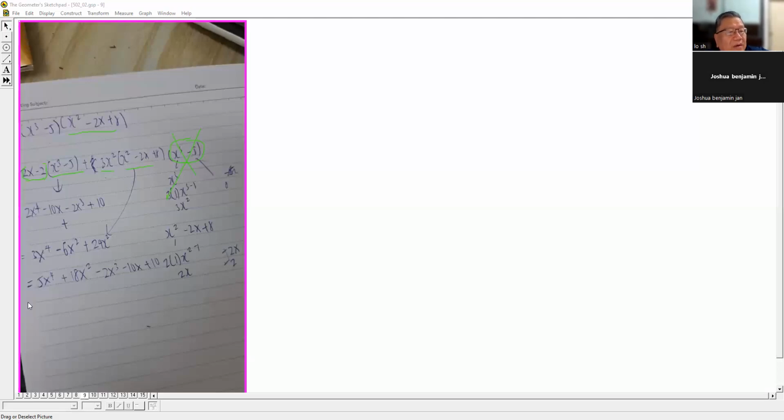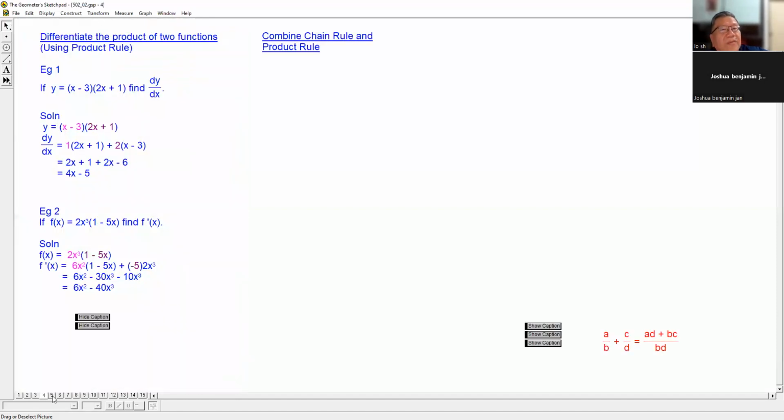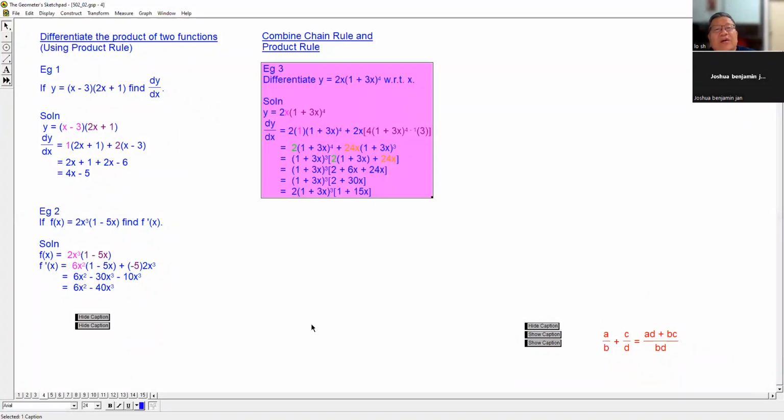Okay, wait. Okay, correct already. So now, what is this? Okay, now we carry on. So what we have been doing here is purely product rule. But now I want to combine the product rule and the chain rule together. That is something very difficult.